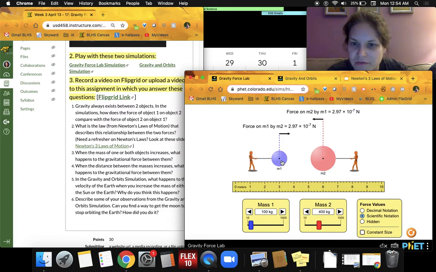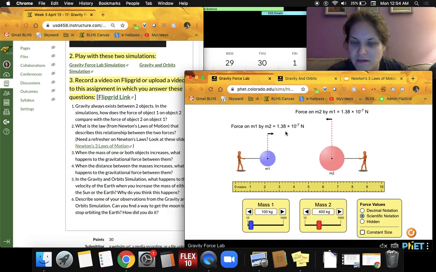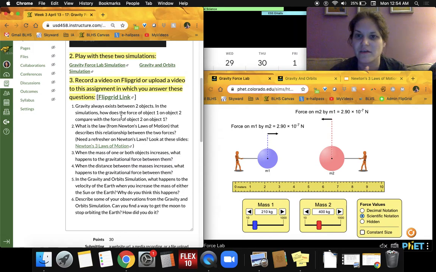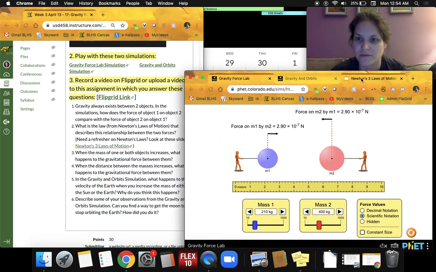If I move those closer, we see that force gets bigger, but the number is the same for both of them. Same thing if I scooch them apart, the number goes down, but it's the same number for both of them. And if I change their masses, the numbers are still the same size. Same size, opposite direction. That's what I'm looking for on question number 1, that those values are always the same. In question number 2, I'm looking at the three laws. Which of those talks about equal and opposite forces? So think about that when you go and look at those laws, okay?